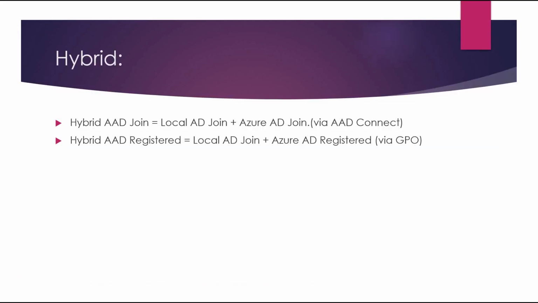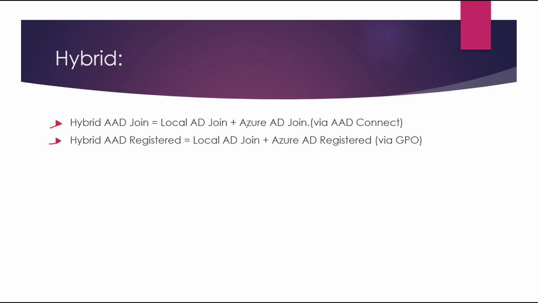So there are two terms when it comes to hybrid. One is hybrid Azure AD join and the second is hybrid Azure AD registered. Okay, hybrid Azure AD join is when you are joining a machine to the local AD and you are joining it to the Azure AD. Now, that might bring up a question: how can you join a machine to two domains at the same time? You actually can. You cannot join it to two on-prem domains at the same time, but yes, you can join it to Azure and the local AD at the same point of time, and that state is referred to as hybrid Azure AD join.